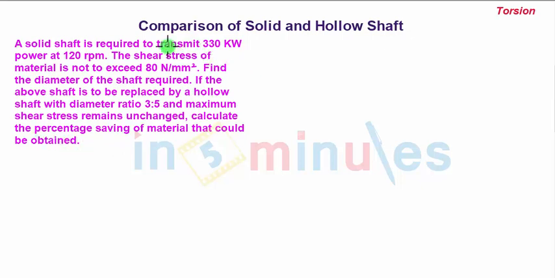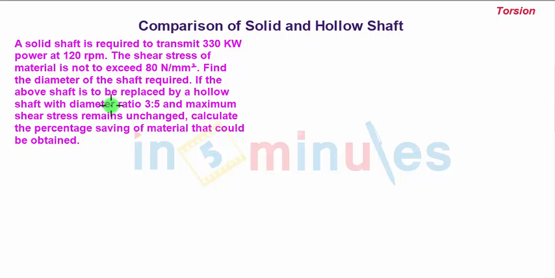In the first part, they have asked to determine the diameter of a solid shaft which transmits 330 kW of power at 120 rpm and the shear stress is not to exceed 80 Newton per mm square. Whereas in the second part, they have asked that if the solid shaft is replaced by a hollow shaft with a diameter ratio of 3:5 and the maximum shear stress remains unchanged, that is your 80 Newton per mm square, what would be the percentage saving of the material that could be obtained by the use of this hollow shaft instead of solid shaft.